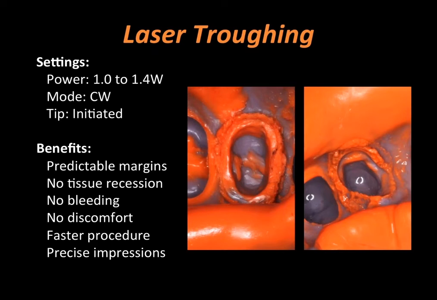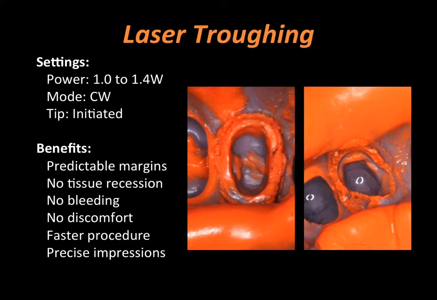Here, laser troughing, going around a prepared tooth rather than using a retraction cord can give us very, very sharp, predictable margins with no tissue recession afterwards. And I think we've all seen that in our crown and bridge work. You know, we prepare now to the gingival line angle. We don't necessarily place our preparation subgingival to any degree. We don't have bleeding at our impression or very minimal bleeding. Really, there's no discomfort. If your power setting is set low enough, we don't need anesthetic. It's when you put your power level a little bit higher that I'll use a topical anesthetic.